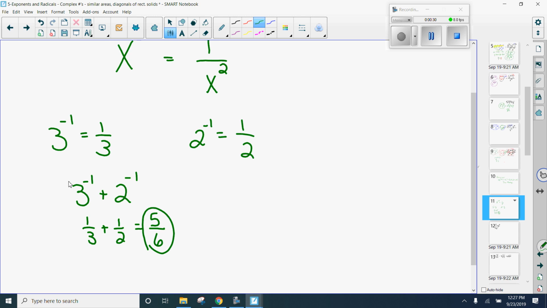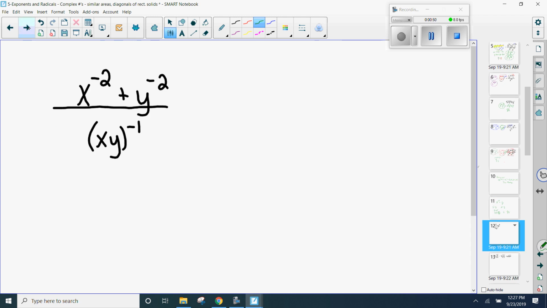It is not the same thing as 1/5, right? It doesn't mean that I take 1 and I put it over 3 plus 2, which makes it 1/5. You don't just move these down as one fraction with the denominator being that sum. So what we want to look at next are problems that look like this.